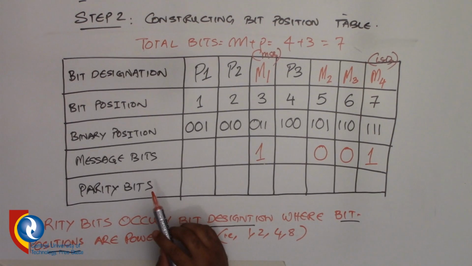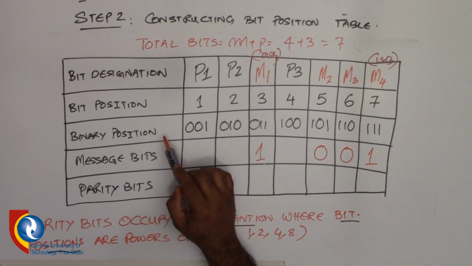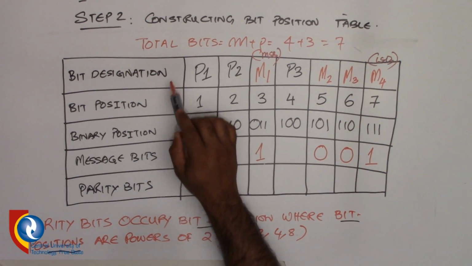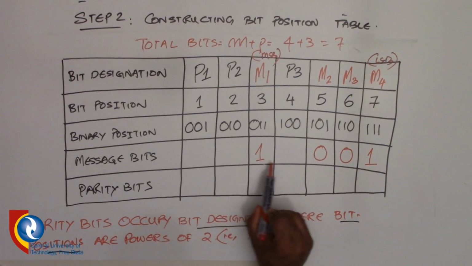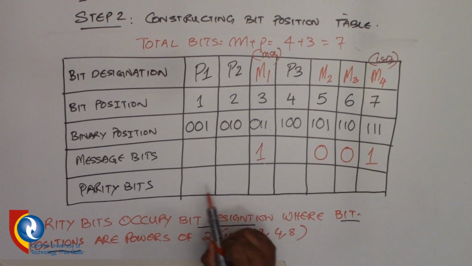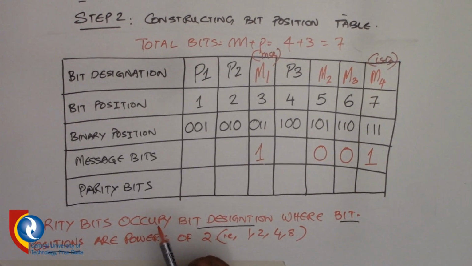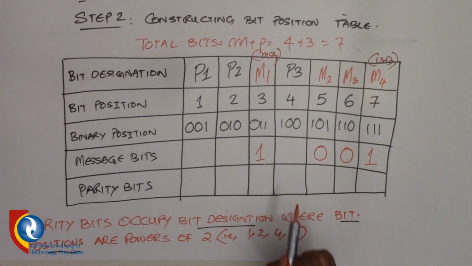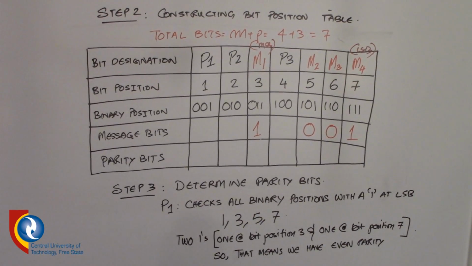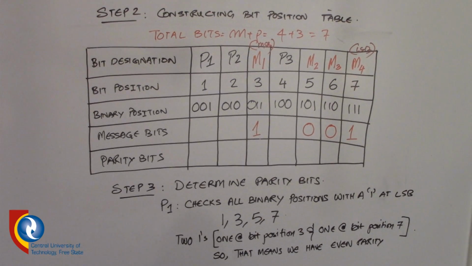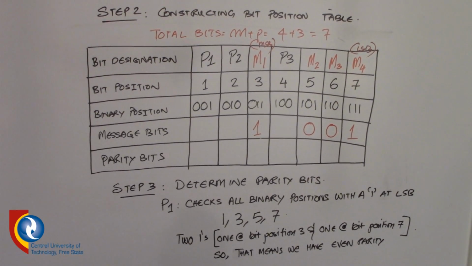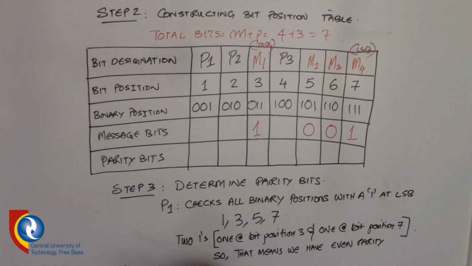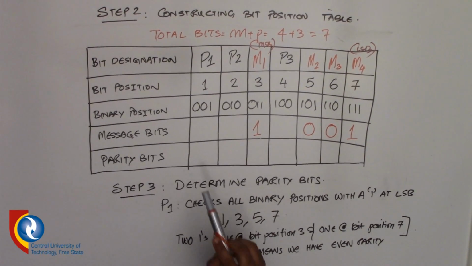So we have now partially completed the bit position table by filling in the bit position, the binary position, the bit designation, and finally we put in the message bits. Now what remains for us is to determine the parity bits. In the last step we constructed our bit position table, and we are now going to the next step where we are going to complete our parity bits.